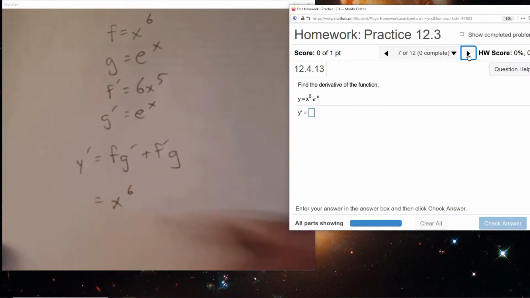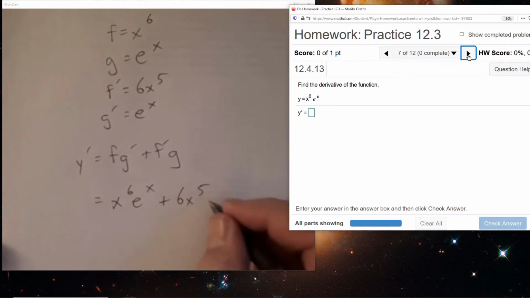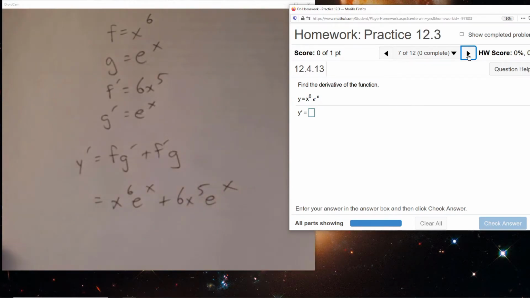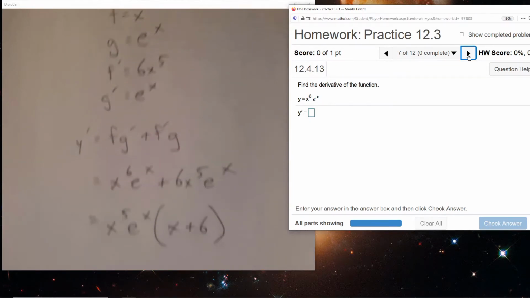F, G prime, F prime, G. Then we'll do our best to clean it up. In this case, we can get a greatest common factor to get our final answer.